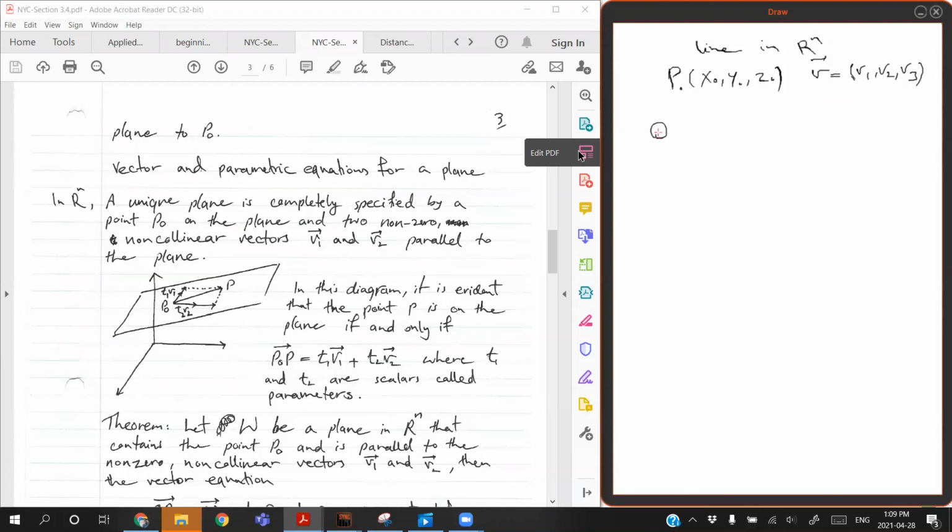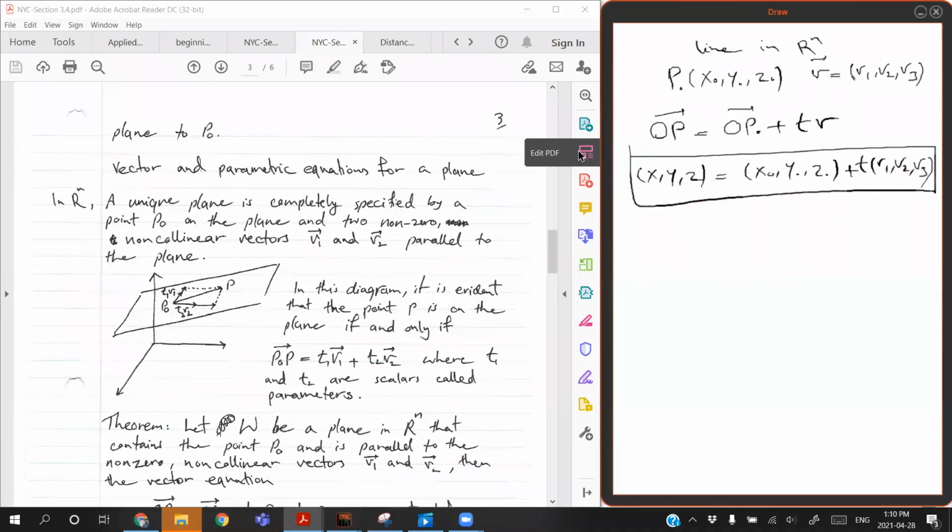The equation is going to be OP equals OP0 plus tv. If I write that in terms of the components, OP is (x, y, z). That can be thought of as a vector or as a point, because there is a correspondence between vectors and points if you put a vector in the standard position. The vector OP goes from the origin to the point P. It's going to be (x0, y0, z0) plus t times (v1, v2, v3). So this is called a vector equation for a line.